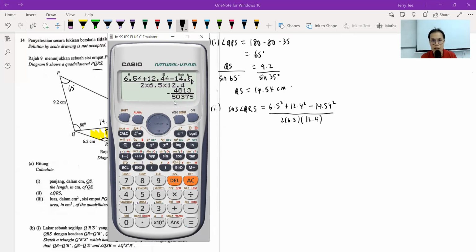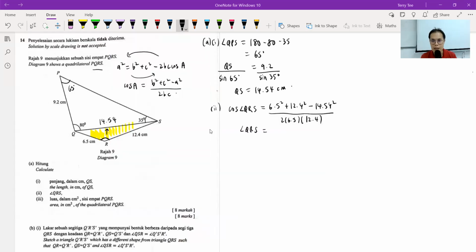Okay, use your calculator. Now, although you get a negative answer here, it doesn't matter. The negative answer here tells us that the angle is obtuse. Shift cos answer equals 95.48. So QRS is 95.48. Okay, now I want to find the area of the triangle.